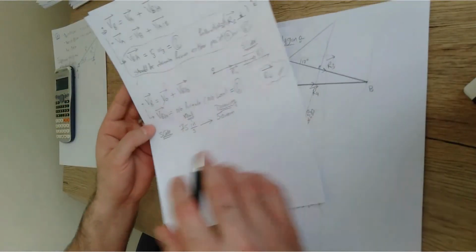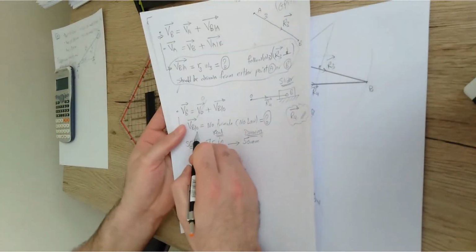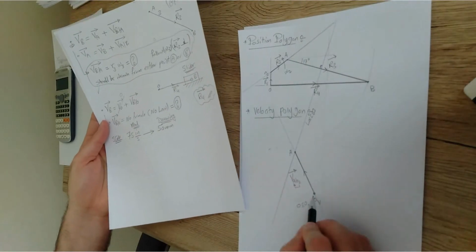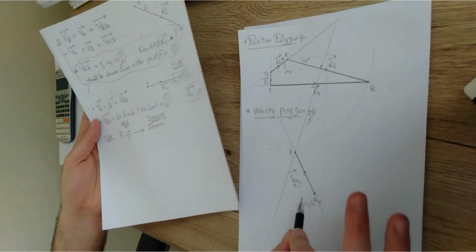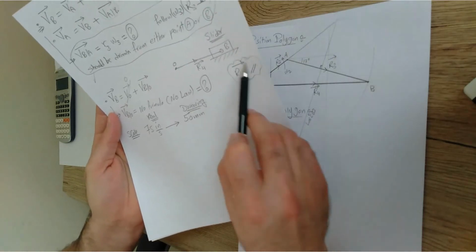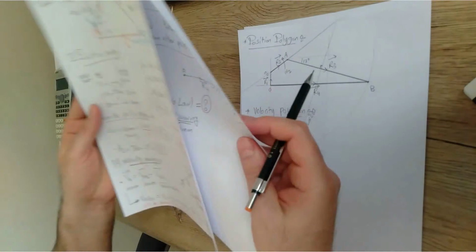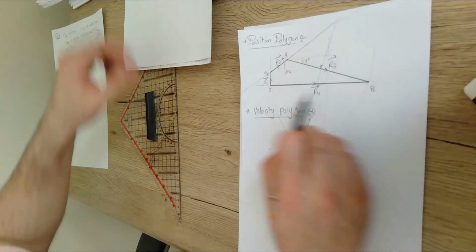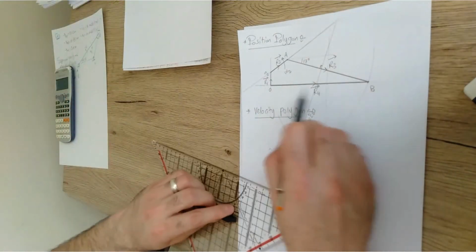In the velocity diagram, we are pretty sure that point O is 0. That's why point O is already located here, which is the OV point. So from this point, I'm going to draw a line that is parallel to the R4. And R4 is horizontal in the position polygon, it is horizontal here.